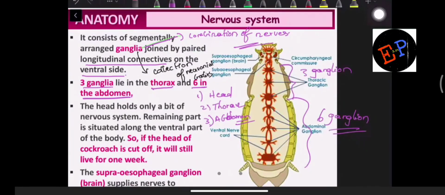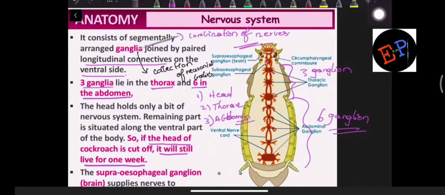So the head only holds a bit of the nervous system. The remaining part is situated along the ventral part of the body. It means the head consists of only a small part of the nervous system, and the remaining part is present on the ventral side of the body. So if the head of the cockroach is cut off, it will still live for 1 week. This is a very important point. Even if you cut the head of a cockroach, it has the ability to live for some 6 to 7 days.